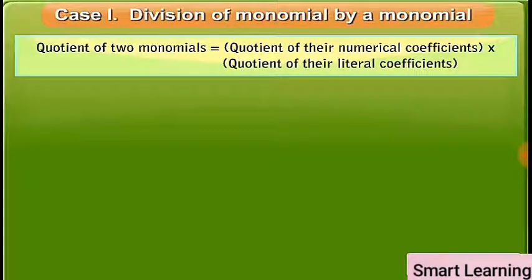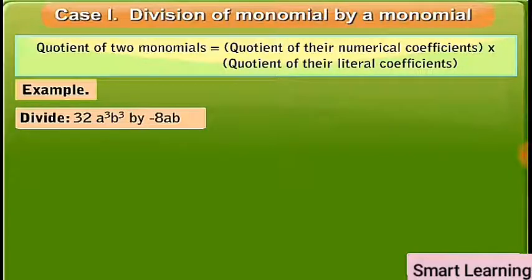Case 1. Division of monomial by a monomial. Quotient of two monomials is equal to quotient of their numerical coefficients into quotient of their literal coefficients. Let's see an example. Example is divide 32a cube b cube by minus 8ab.